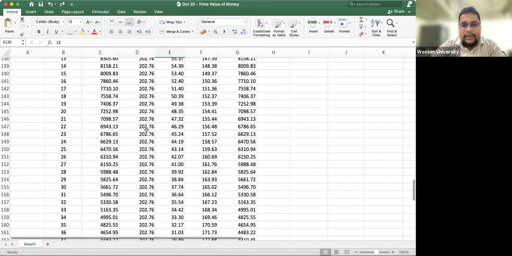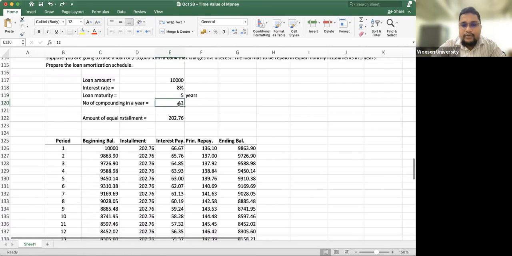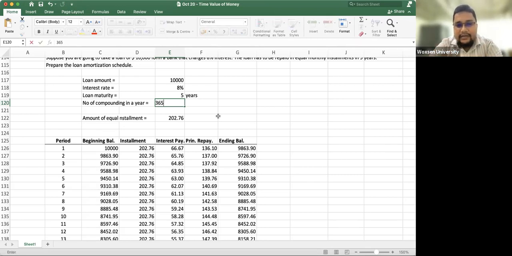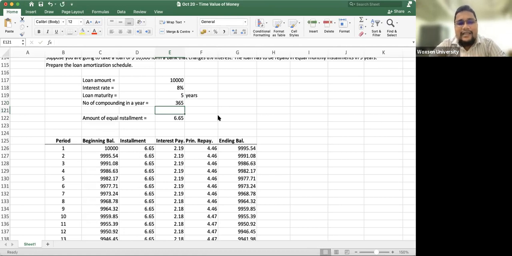Similarly, let us convert it back to 12. Let's say we pay the installment every day. So what is the number of compounding in a year in case of daily installment payment? How many days in a year? 365, sir. 365. Nice. So you can see the installment is only $6.65, and 60 periods is not enough.